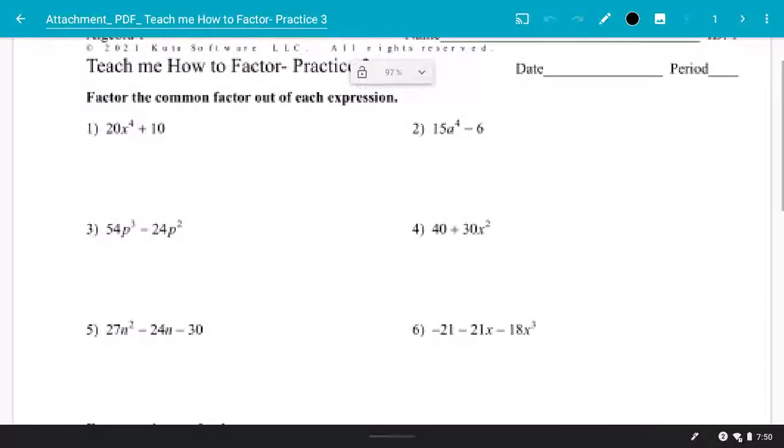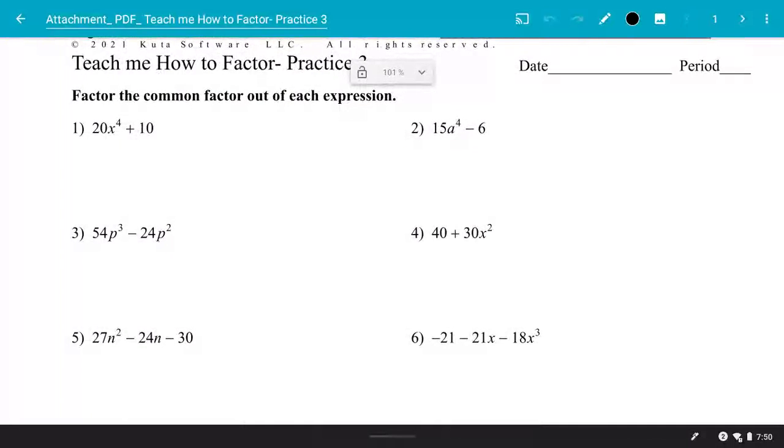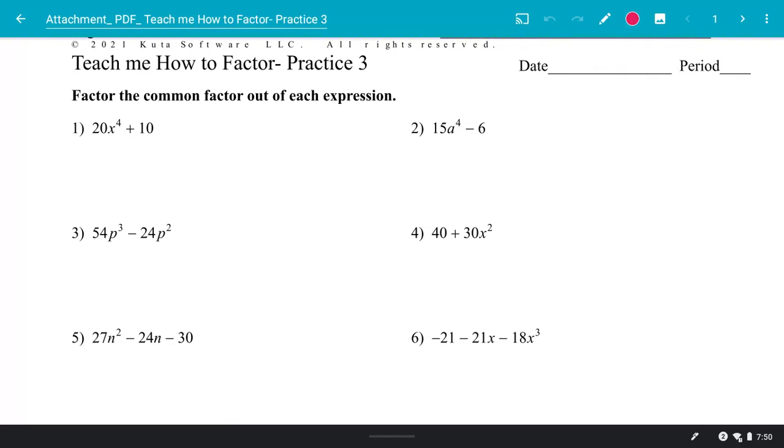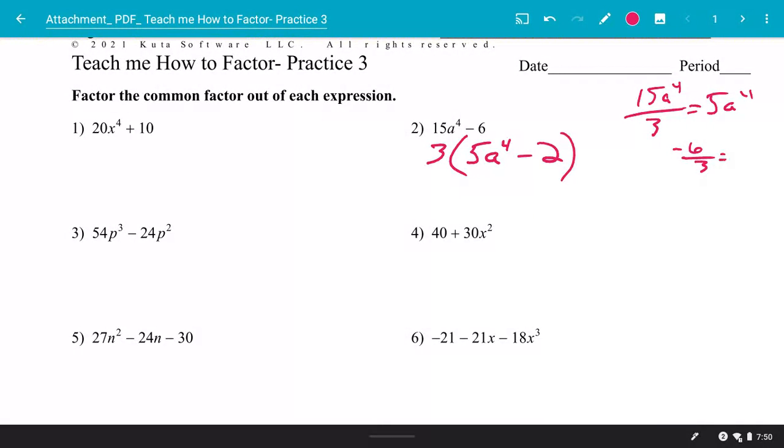The first 3, I just had to find the common factor and factor it out of each expression. So 15a to the 4th and a negative 6. Common factor is a 3. So I'm left with 5a to the 4th minus 2. How did I do that? I went 15a to the 4th divided by 3, which is 5a to the 4th. And then I went negative 6 divided by 3, which is negative 2.